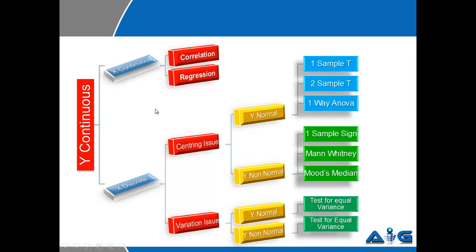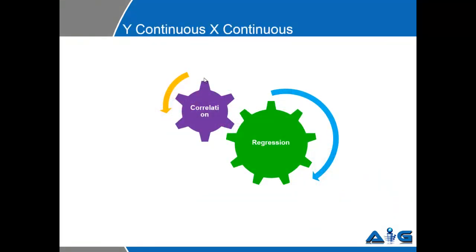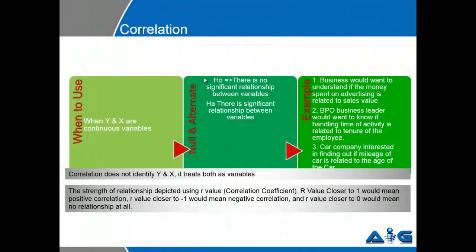And here in this video, I would want to discuss with you the option of when y is continuous and x is continuous. Something like, I'm a car making company and I want to understand whether the mileage of my car has something to do with the age of the car. Mileage of the car, something to do with the weight of the car, etc. In such cases, you have two options. You have the option of conducting correlation test and the regression test. Correlation test is to be used, as I discussed, when y and x are both continuous variables.